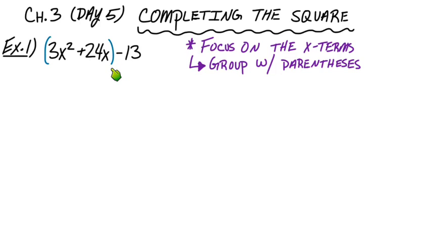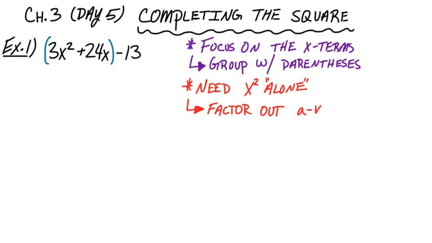For completing the square to work, we need to have a equal to 1. We can't have anything in front of this x squared. So we need the x squared to be alone. Since we grouped up these x terms, we're just going to factor that 3 out. So factor out the a value. Factor that 3 out front so we can get these x terms in here with that x squared being alone. So we factor 3 out, and that leaves us with x squared plus 8x inside the parentheses. And then I still got this minus 13 hanging out here.